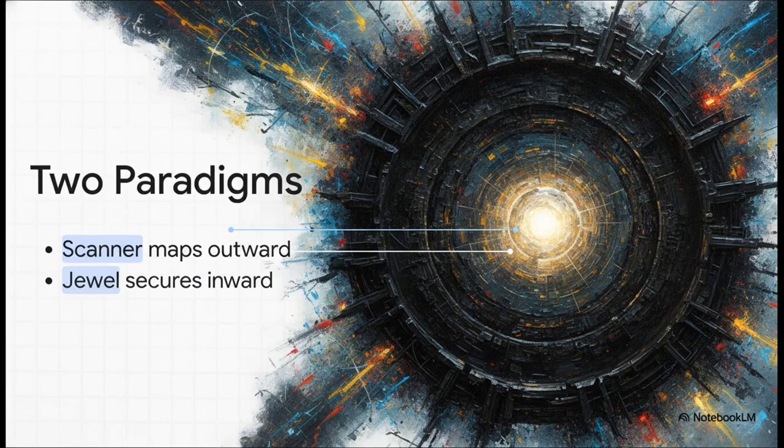So what does this all mean? The crucial takeaway is that we actually need both. We desperately need the energetic outward scanner to map our vast, messy networks and figure out where we're exposed. But we also need the heavy, isolated inward kernel of the Jewel to guarantee a pure, uncompromised safe room where our most critical logic can execute without fear of the very network that the scanner is out there traversing.